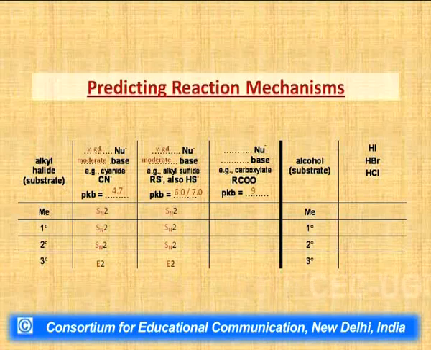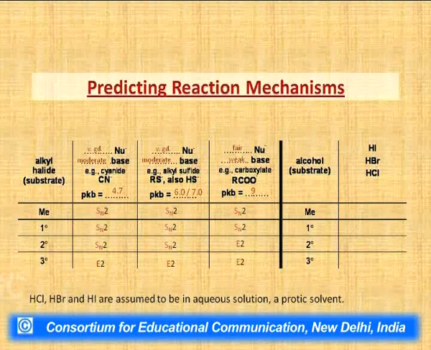When the pKb value is 9, our base is weak and the nucleophile is fair. The mechanism for methyl alkyl halide is SN2, 1 degree is SN2, 3 degree is E2, and 2 degree is E2.